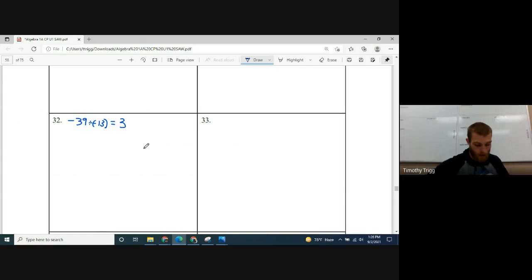Okay. 33. Here you're doing division also. They just write it as a fraction. But just know that that still means division. Okay. So a fraction is just another way of writing division. Here we have a positive divided by a negative. So they're different signs once again. So that's going to be negative. In this case, negative 3.